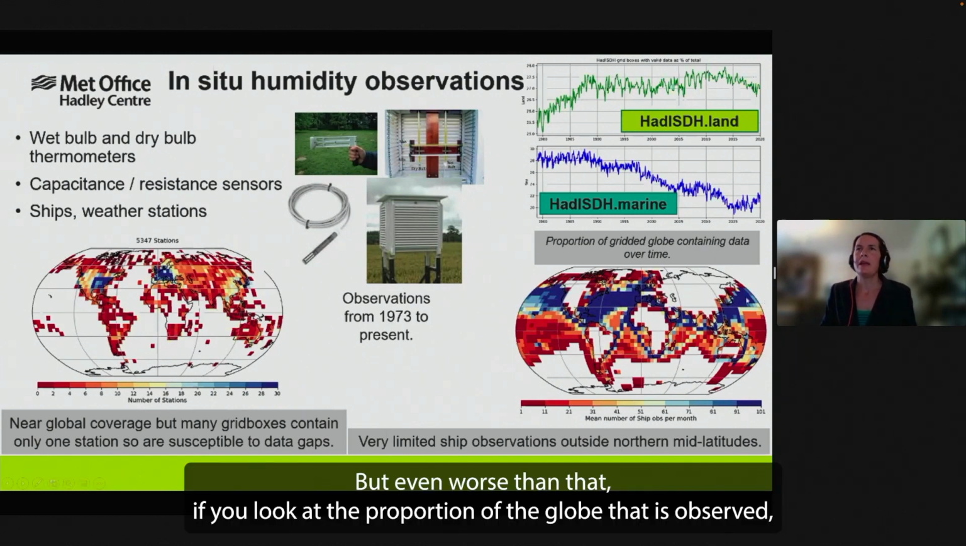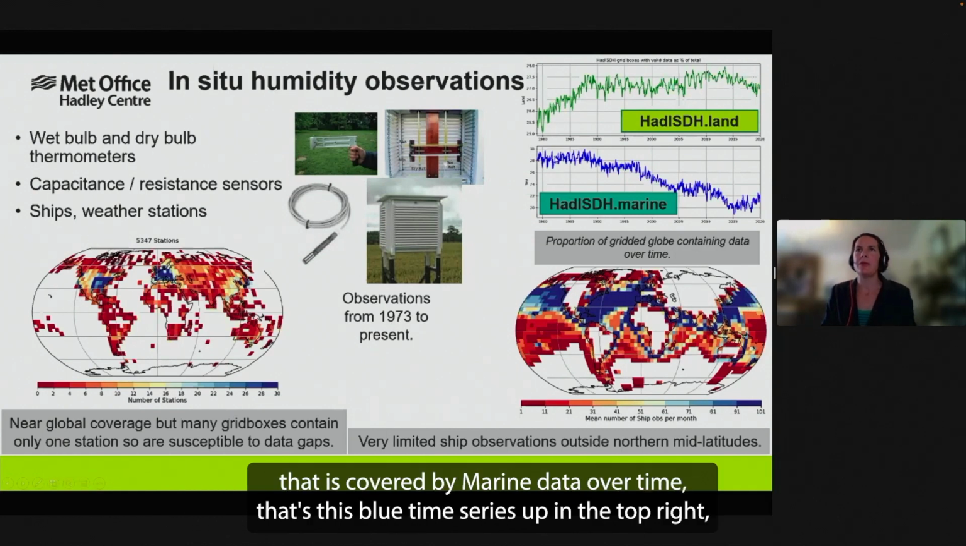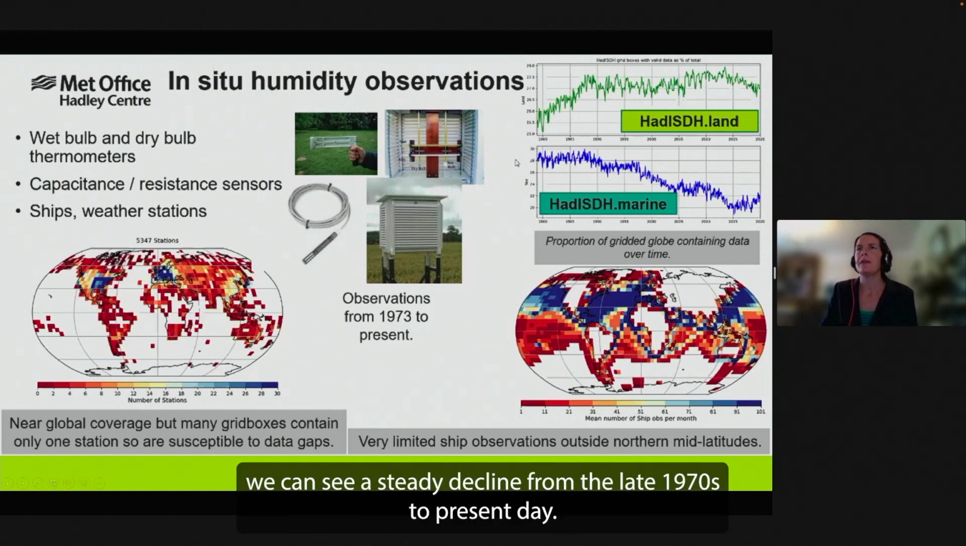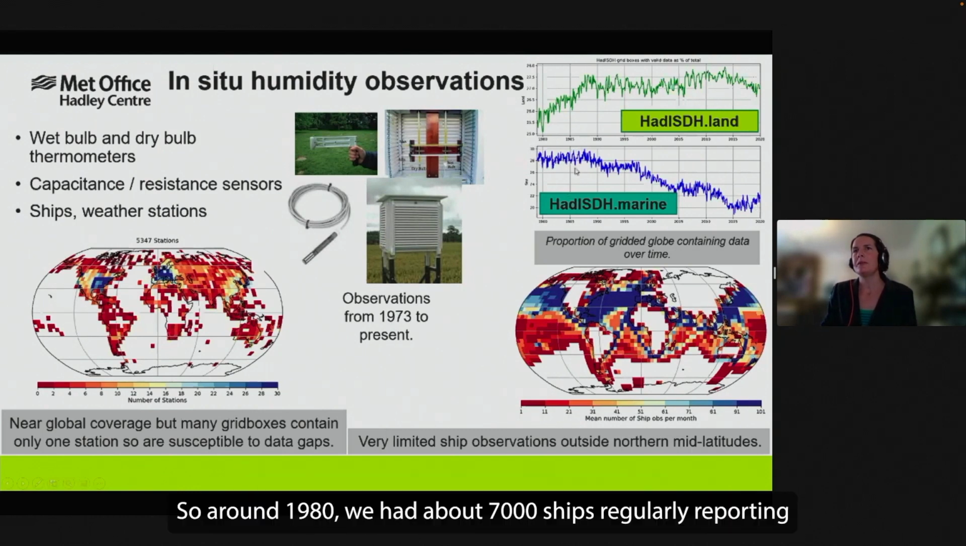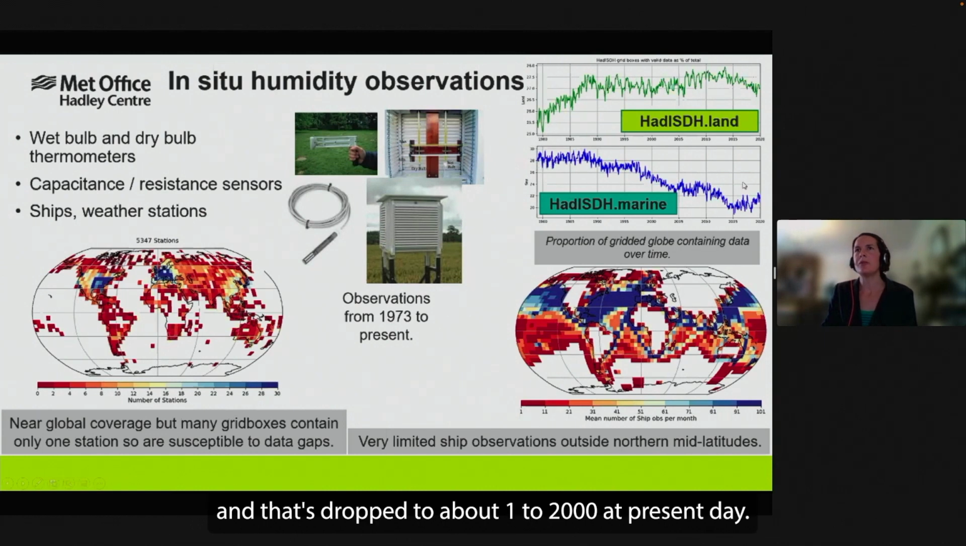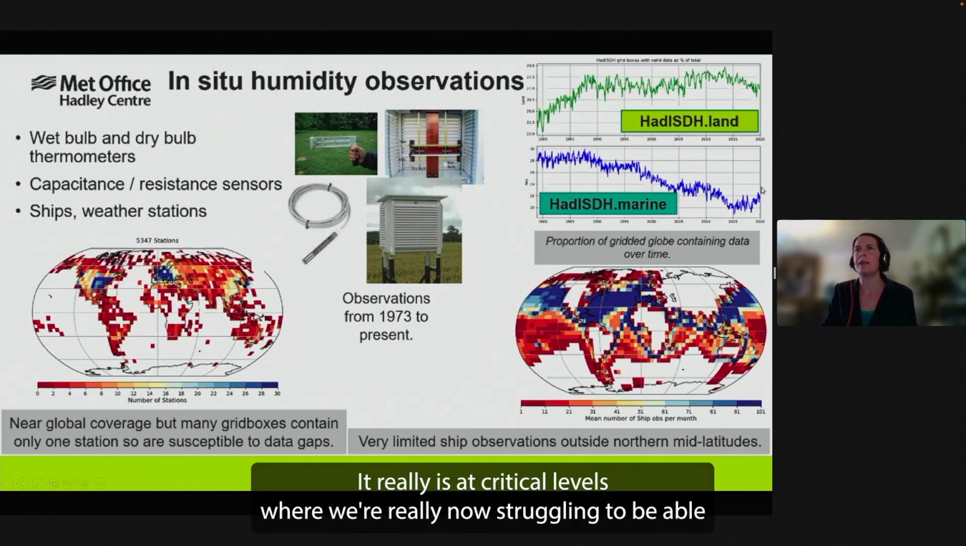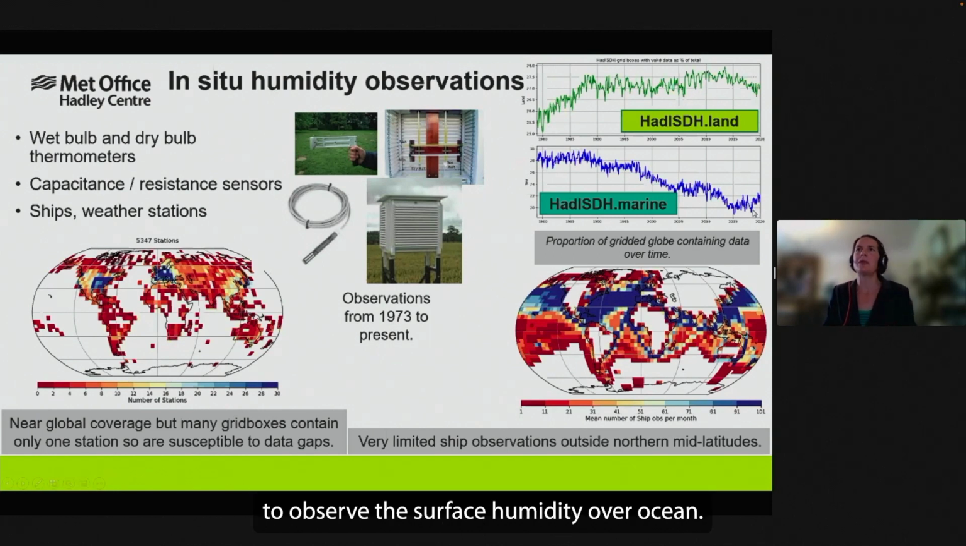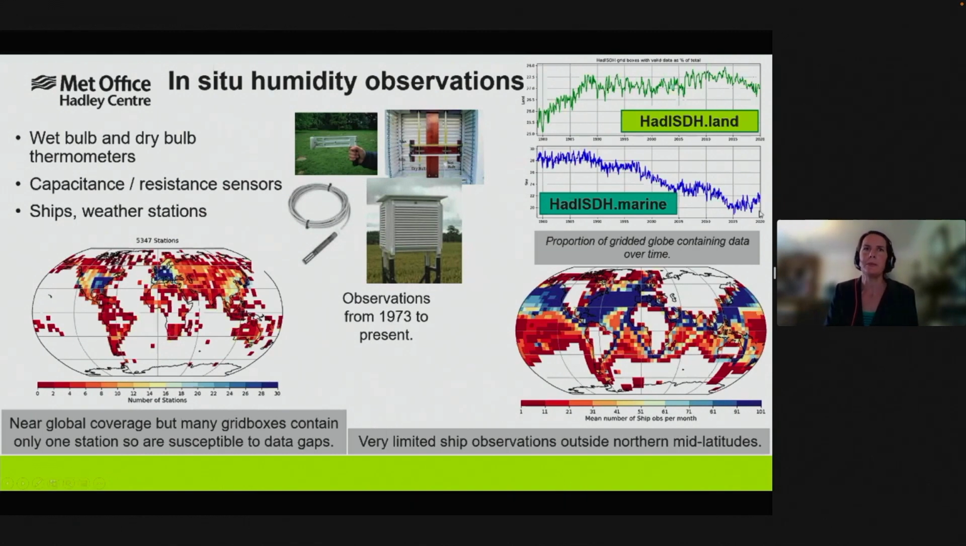And even worse than that, if we look at the proportion of the globe that is covered by marine data over time, that's this blue time series up in the top right, we can see a steady decline from the late 1970s to present day. So around 1980, we had about 7,000 ships regularly reporting, and that's dropped to about 1,000 to 2,000 at present day. And it really is at critical levels where we're really now struggling to be able to observe the surface humidity over ocean.